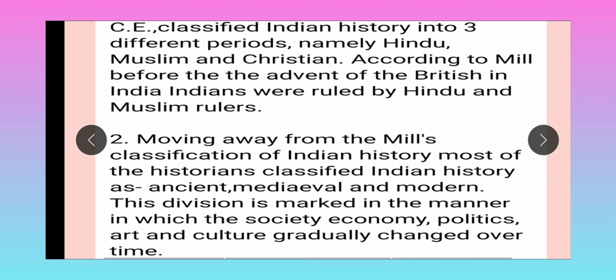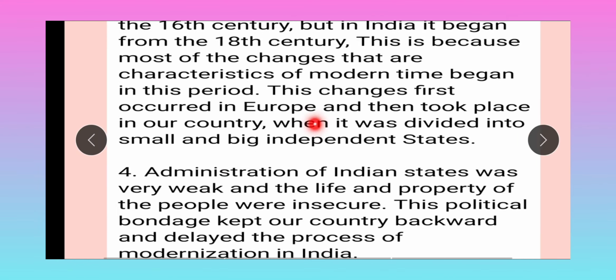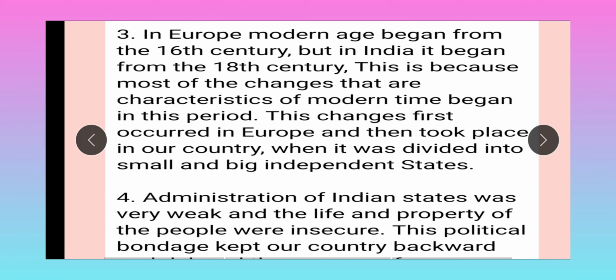Now second point: moving away from Mill's classification of Indian history, most historians classified Indian history as ancient, medieval and modern. This division is marked by the manner in which society, economy, politics, art and culture gradually changed over time. So besides James Mill, many historians have divided Indian history into ancient, medieval and modern, and in that they mention whatever change came time by time, era by era.